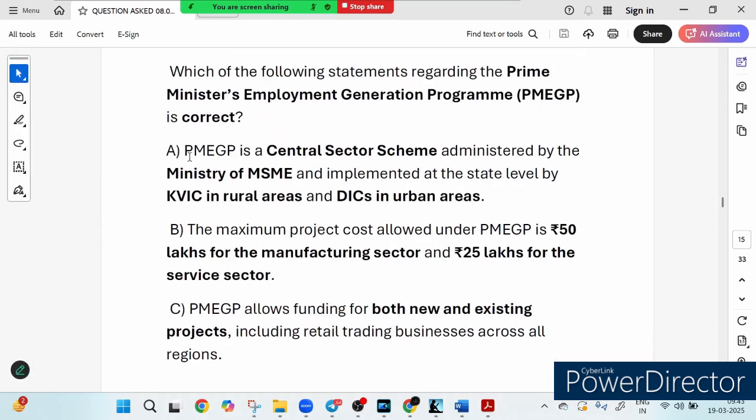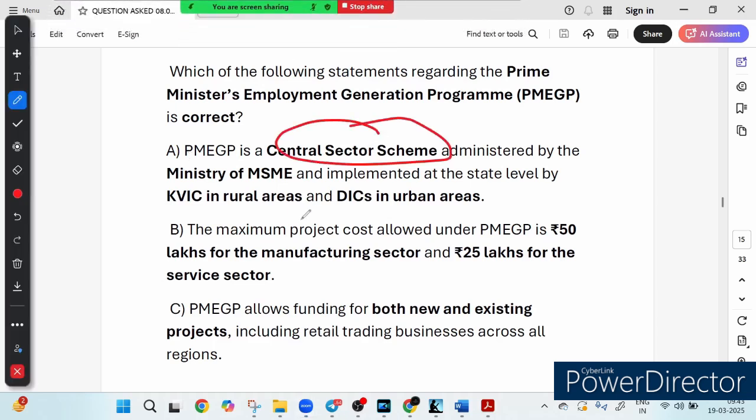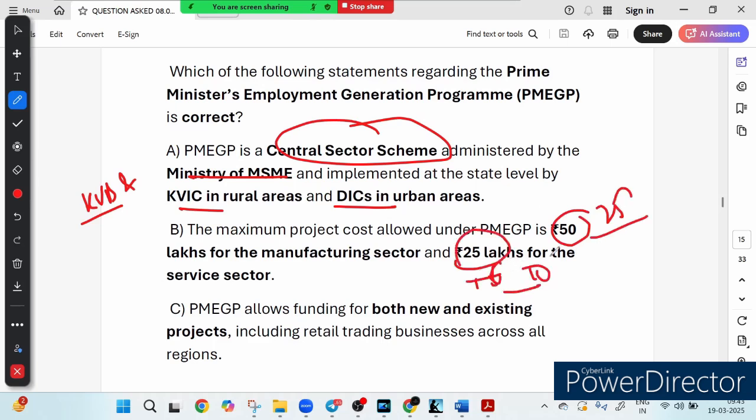So what we have learned from this question regarding the PMEGP is, first thing, that it is a central sector scheme. Second point is that it is administered by MSME. Third point is that it is implemented at state level by KVIC and KVIB, and in urban areas by DICs, and the maximum project cost for the manufacturing sector is 25 lakh and for the service sector is 10 lakh, right? And retail trading is restricted to a specific region, and capital expenditure is mandatory to avail the loan.